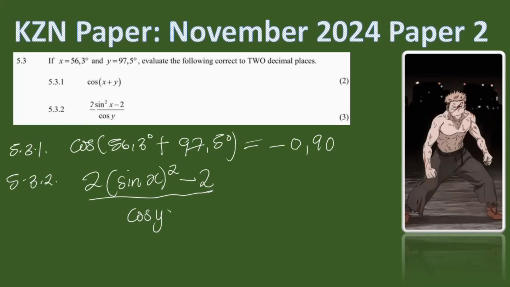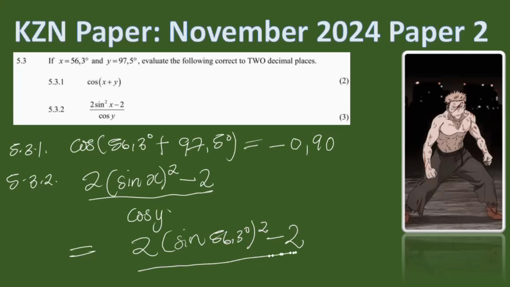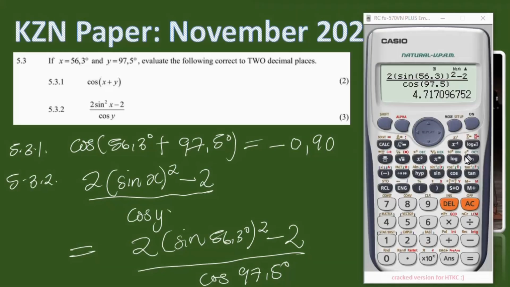So when you see 2 sine squared x, it means you are supposed to rewrite it this way. You're going to square the sine of x, the whole sine of x, right? So now, substitution, you have 2, you have sine, what is x? X is 56.3 degrees, close that, square it, minus 2, all over the cosine of y, which is 97.5 degrees. Don't forget to write the degrees. Then afterwards, you pull out your calculator, and then you punch your numbers on a calculator. This is what you're going to get.